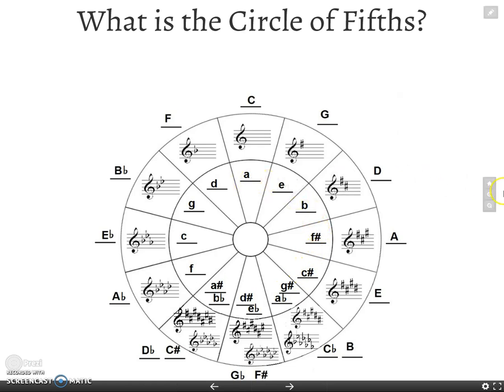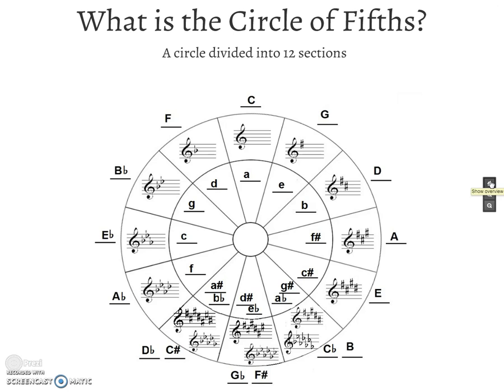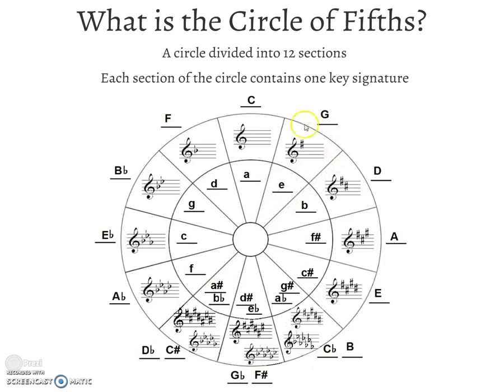These are the answers. The circle is divided into 12 sections for each possible key signature. Each section of the circle contains one key signature. So this section, for example, is our key signature with one sharp. We have a major and a minor possibility for this key signature, and our circle shows us both.